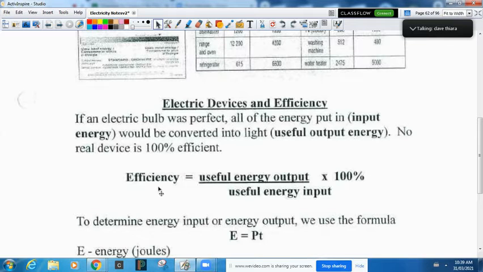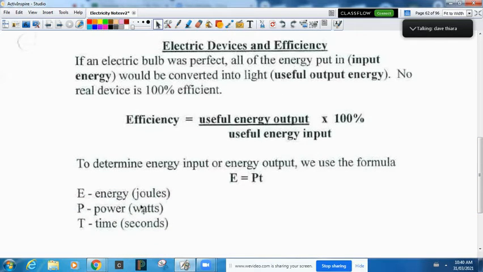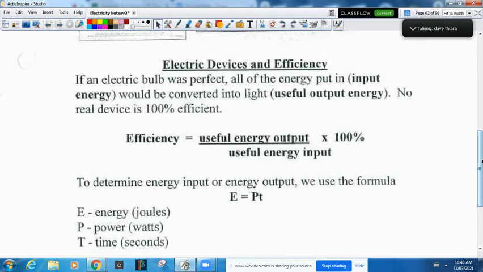Okay, now we know how to figure out energy. We use the formula energy equals power times time. In the last assignment, energy is still in joules, power is still in watts. Be really careful here, time has to be in seconds for that formula to work. So let's go ahead and try some.